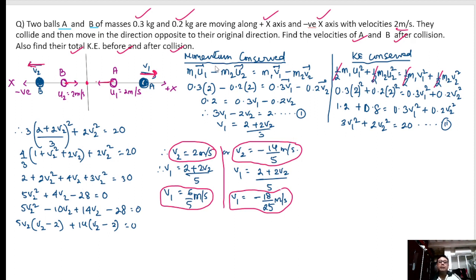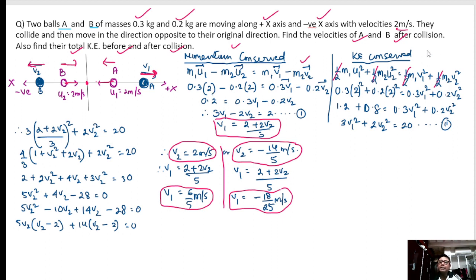So we know momentum is conserved. So initial momentum m1 u1 minus m2 u2, because both were coming in opposite directions. So m1 u1 minus m2 u2 equal to m1 v1 minus m2 v2. Why? Because they both will again move away in the opposite direction. So putting m1, u1, m2, u2, with v1 and v2 unknown, this is the relation of v1 and v2. Clear?